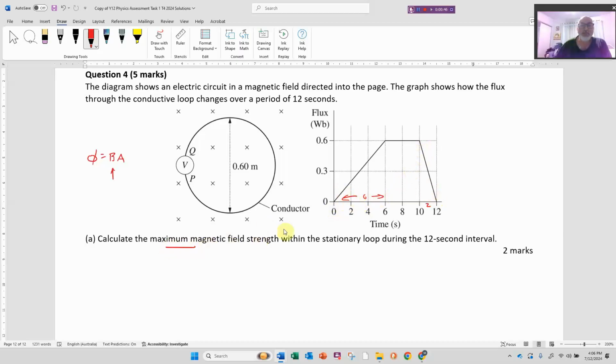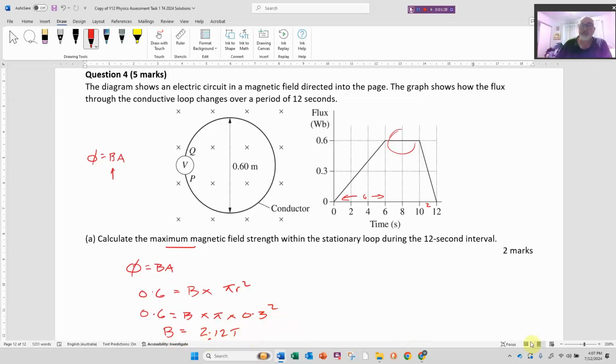So calculate the maximum magnetic field strength within the stationary loop during the 12-second interval. If the loop's sitting up here, then flux equals BA. So flux is 0.6 Weber equals B times A, which is pi R squared. So that's 0.6 equals B times pi times radius, which is 0.3 meters, squared. Divide everything out and you get B equals 2.12 Tesla.